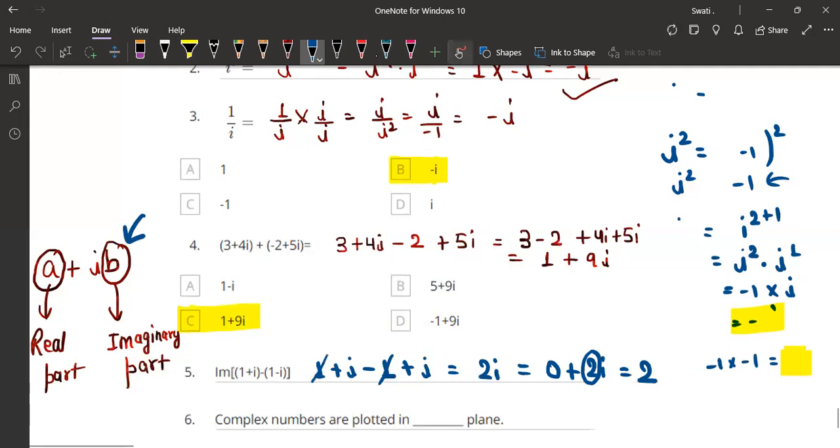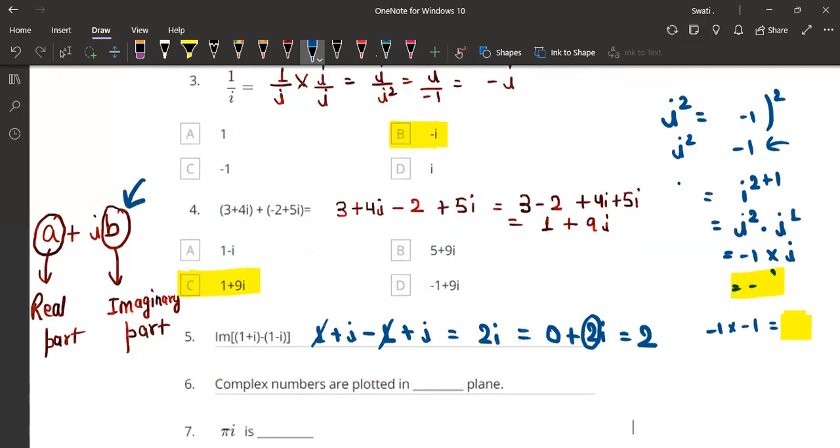That is it. All right, let's move to the next question, and that is complex numbers are plotted in dash plane. So the answer for this is going to be simple. Complex numbers are plotted in Cartesian plane. Okay, we all know Cartesian plane, right? We have a diagram like this. I'll show you the diagram.